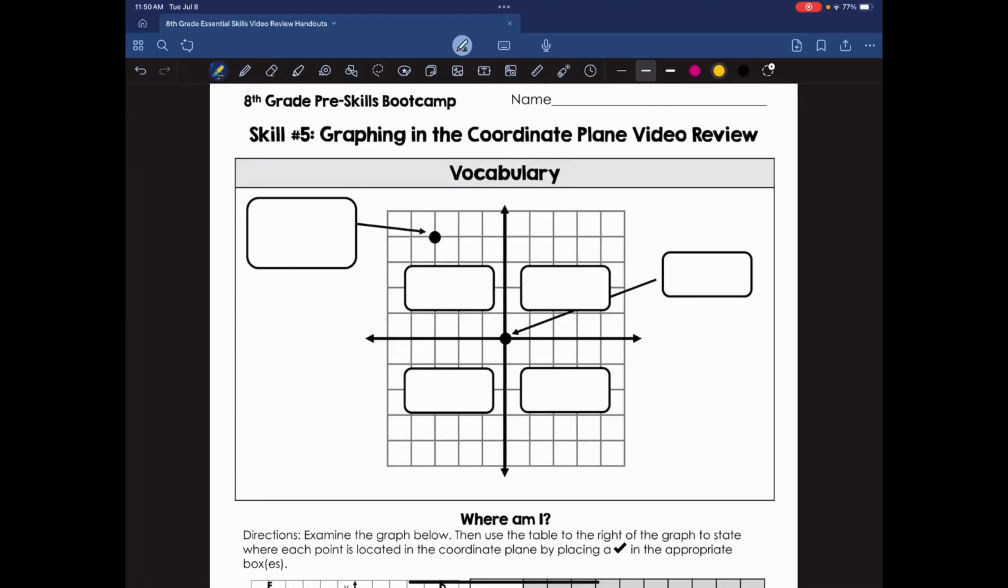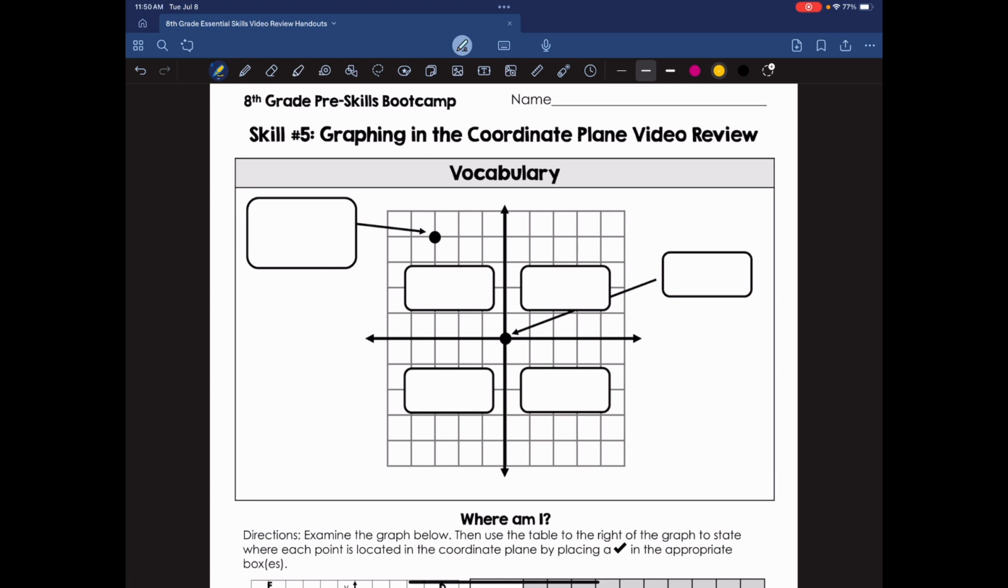Hey there, today we're going to be working on skill 5, graphing in the coordinate plane. This is our last skill in our pre-skills bootcamp and is kind of different from all the rest. All the other skills were really focused on algebraic thinking, and this is really more towards the geometry side of what we're going to be doing in 8th grade math.